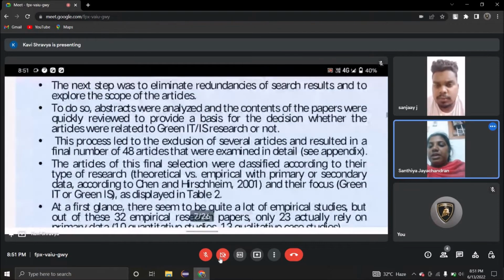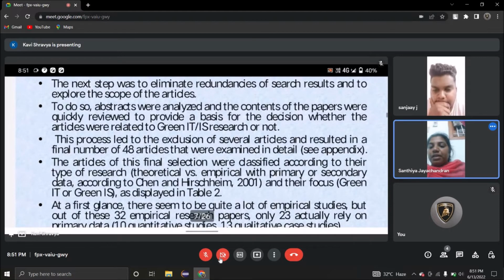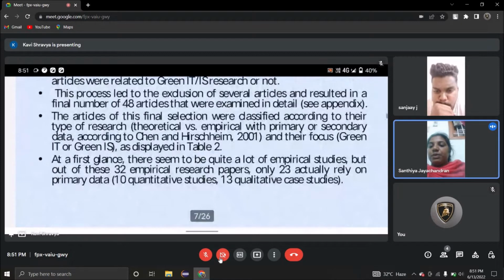This process leads to the exclusion of several articles and results in a final number of 48 articles that were examined in detail. At first glance, there seem to be quite a lot of empirical studies, but out of these 32 empirical research papers, only 23 actually rely on primary data.